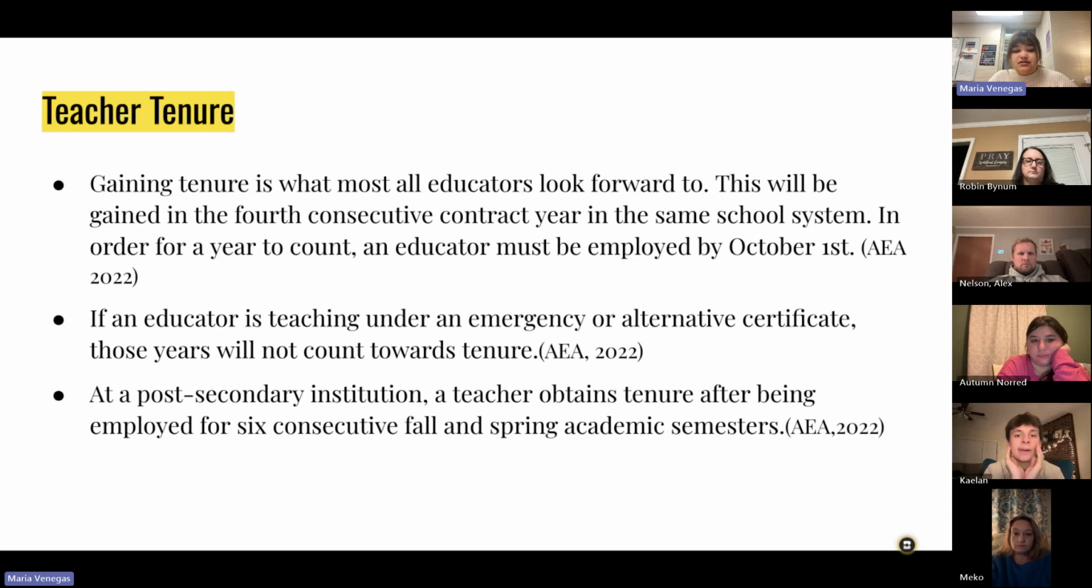However, it is important to know that you must be employed by October 1st for a year to count towards your 3 years towards tenure. Also, any teaching on emergency or alternative certificate does not count towards your tenure year.